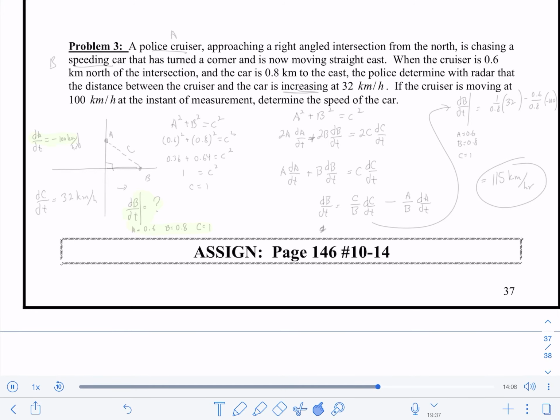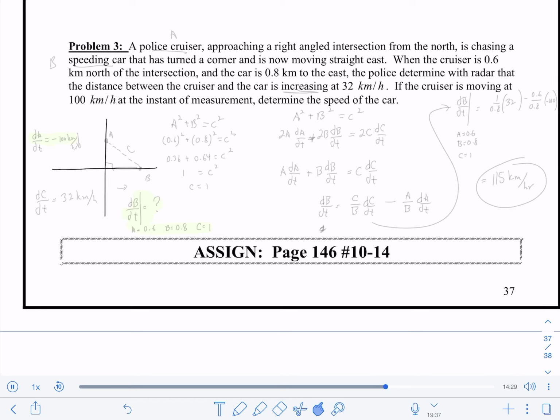Here's our last problem, and it is going to be a Pythagorean relationship problem. But there's some kind of neat thing in this example that I want to make sure that you catch in here. We've got a police cruiser approaching a right-angled intersection from the north and is chasing a speeding car that's turned a corner. So I'm going to draw the roads here.